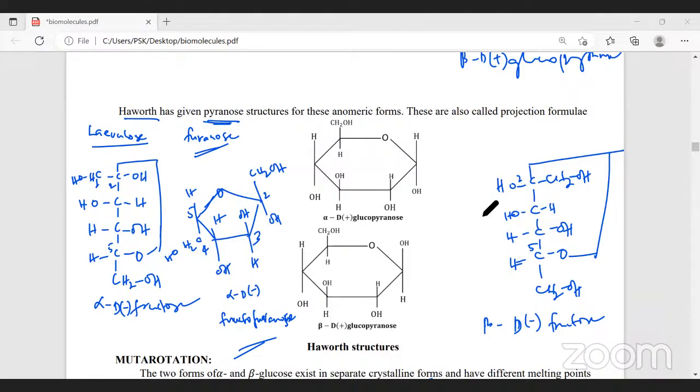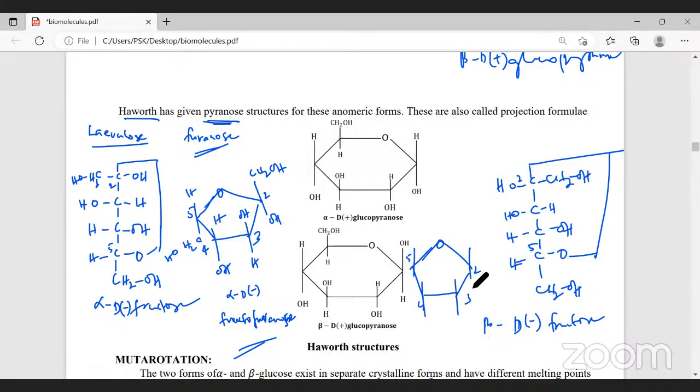The next one is beta D minus fructose. In order to understand this beta D minus fructose, we will write again a five-membered ring like this, with an oxygen atom here. This is 2, 3, 4, and 5. We'll write the bonds here.